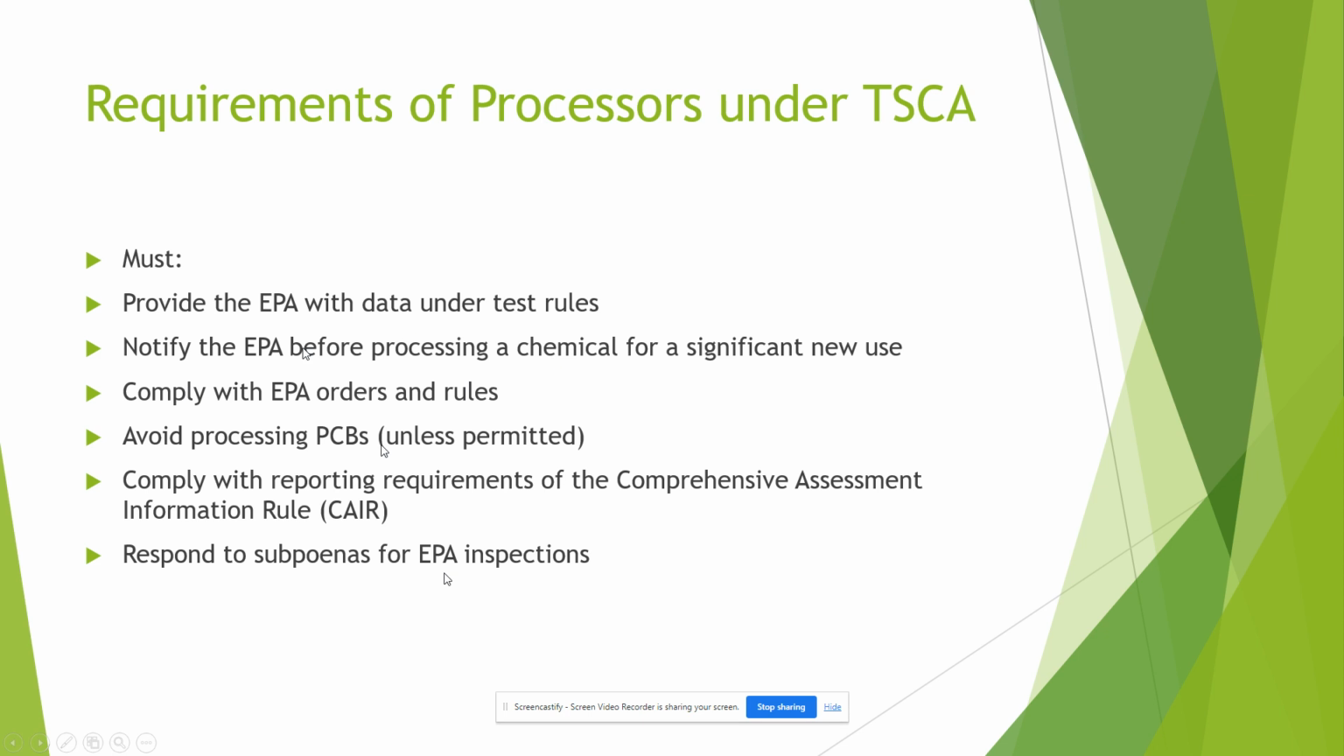So PCBs are a category of chemicals that was used as a lubricant for manufacturing equipment, and it was found to be extremely carcinogenic. It's one of the few categories of chemicals that is just banned. Using it is banned these days. So there are some that are existing, but really you can't make PCBs anymore.